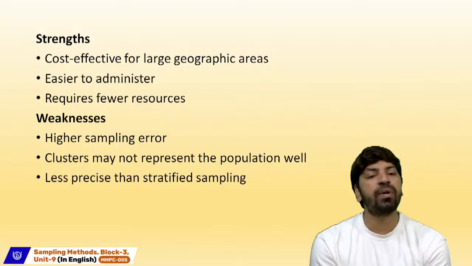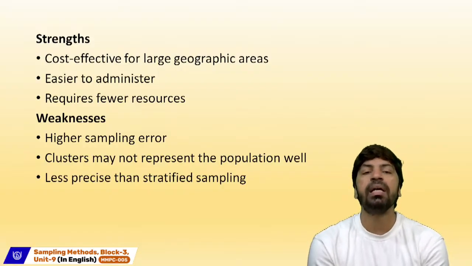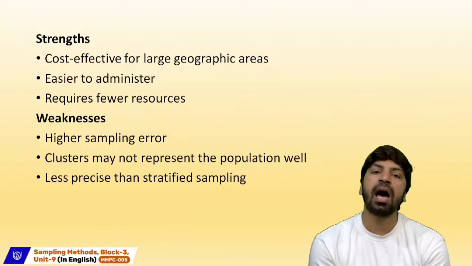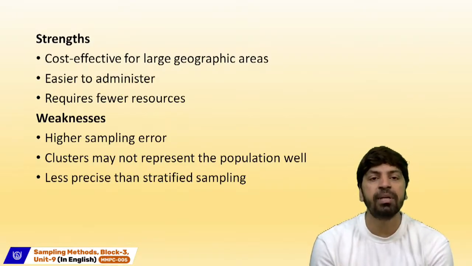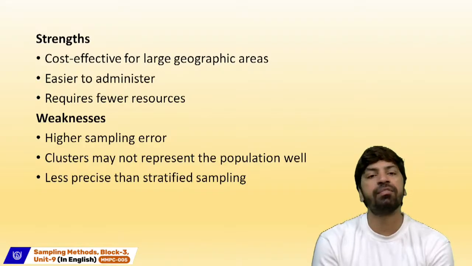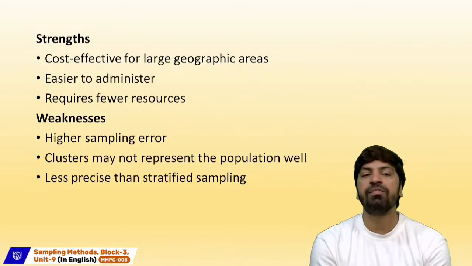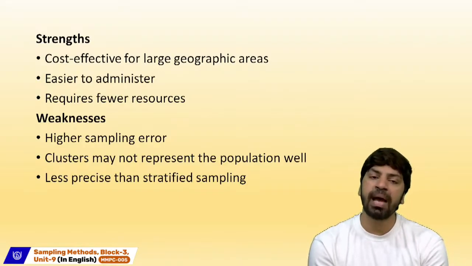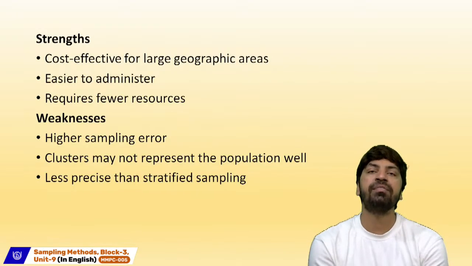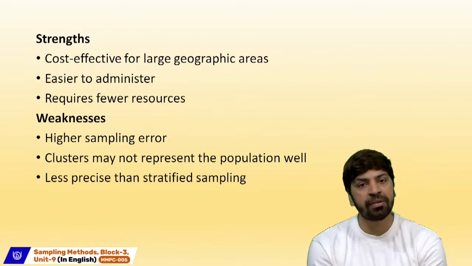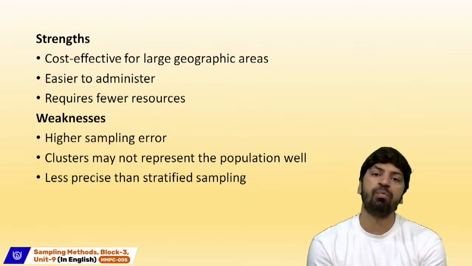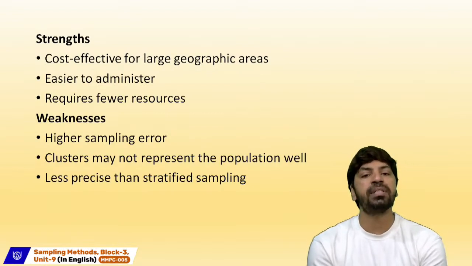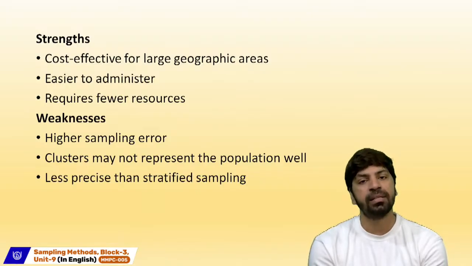What are the strengths and weaknesses of this type? It is cost effective for large geographic areas. It is easy to administer because it requires few resources. A few weaknesses of this method: it has a higher sampling error, the cluster may not represent the population well, and it is less precise than stratified sampling.